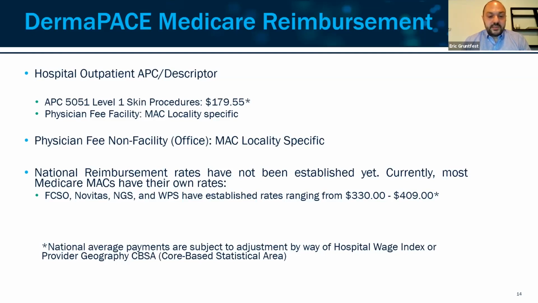So currently there are no national reimbursement rates for the physician fee schedule. However, most of the MACs have their own rates. And what we found is First Coast, Novitas, NGS, and WPS have established rates ranging anywhere from $330 up to almost $410. Again, just to note that these are national average payments. In the hospital setting, the $179.55 will be adjusted based on the hospital wage index. It could be up or down, and the same goes for the physician fee, where the payment is adjusted by the provider geography.